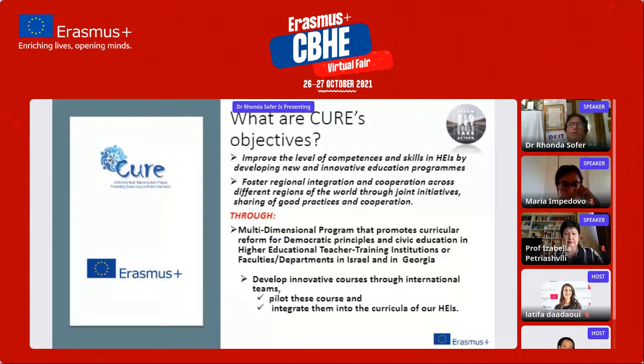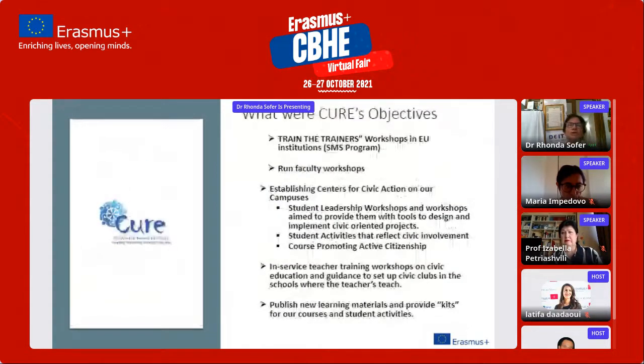It's a curriculum reform program, but we know that it's not enough just to have courses. So we have a multi-dimensional program that dealt with developing courses. It also had train the trainer workshops. We had a special SMS program; we were one of 5 programs of over 100 that were awarded the SMS Train the Trainer program. We ran faculty workshops. We created centers for civic action on our campuses, which helped students gain the tools they need to be involved in their communities. We had a whole program for in-service teacher training. And we published kits and books, which can be downloaded from our website, that help you build courses or design programs.